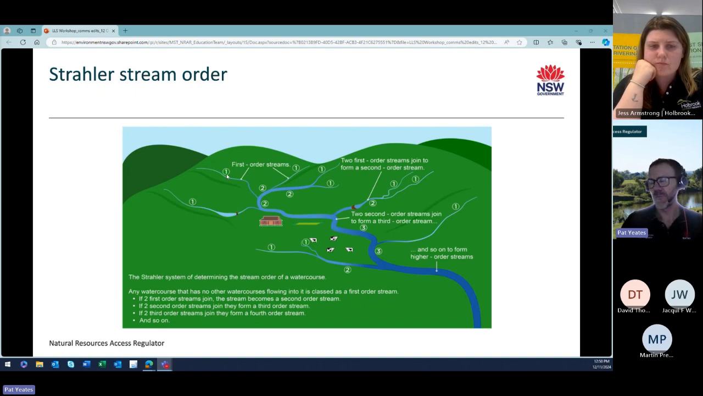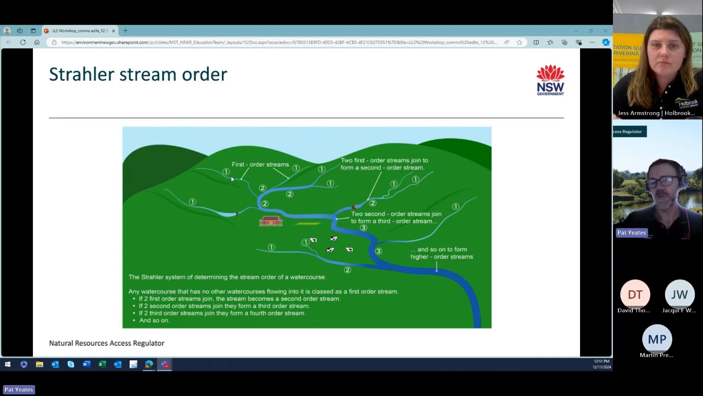Like I said, first and second order minor watercourses are predominantly gullies. They'll flow when it rains. Once you get into the third orders, not that third orders are always permanently flowing, they contribute much more to permanent flows into your major watercourses, your large rivers and creeks. So that's where you can build any harvestable rights dam.